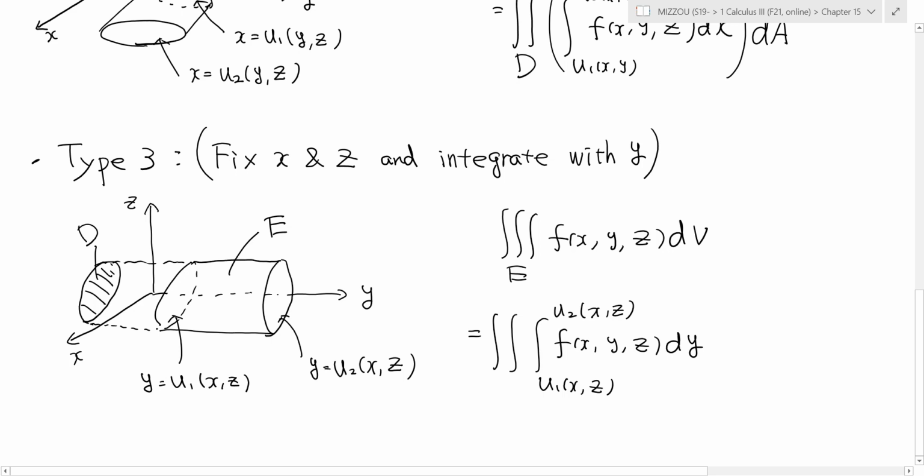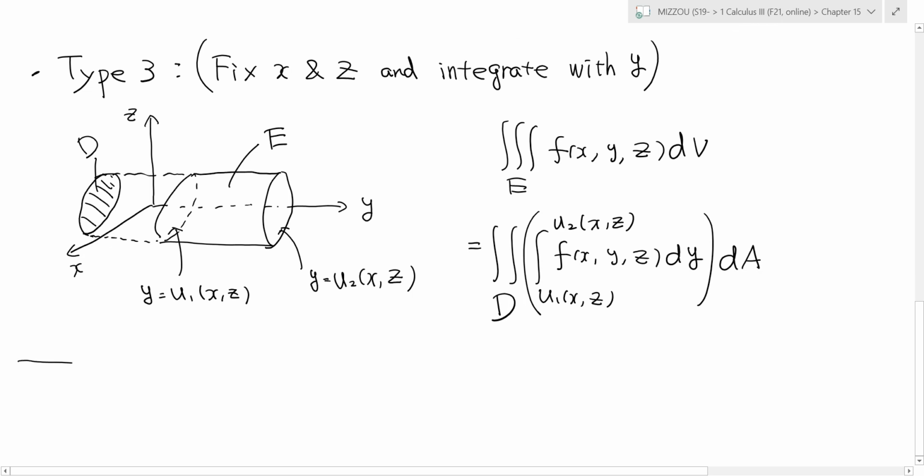So the idea is for each fixed x and z, namely on the xz plane, your y value varies from here to here. So that's why we get this. And then we double integrate whatever you are left with over the shadow of this solid when you light this up from this direction, vertically to the y-axis, and the shadow would be like this. Okay, so let's work out lots of examples.